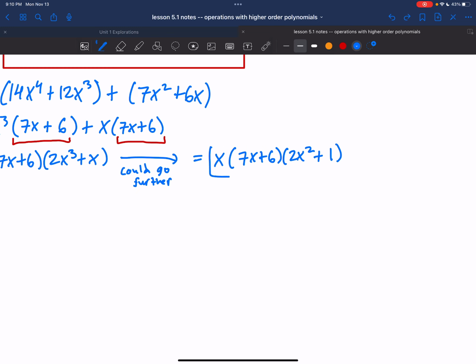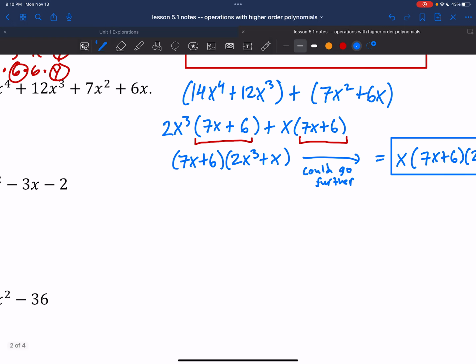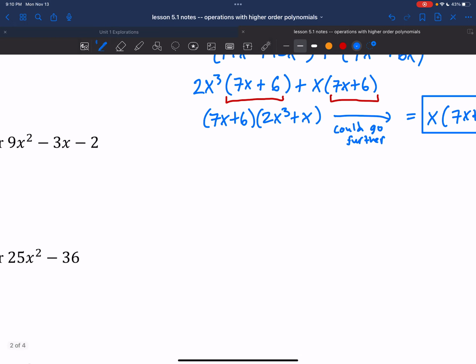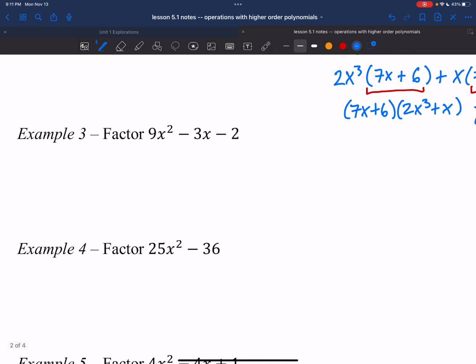All right, that's actually kind of a spoiler for what we're going to be doing later. It's called multi-step factoring. So anyway, there it is. That's grouping illustrated, okay? You just group terms, look for GCF. Okay, let's look at example 3.